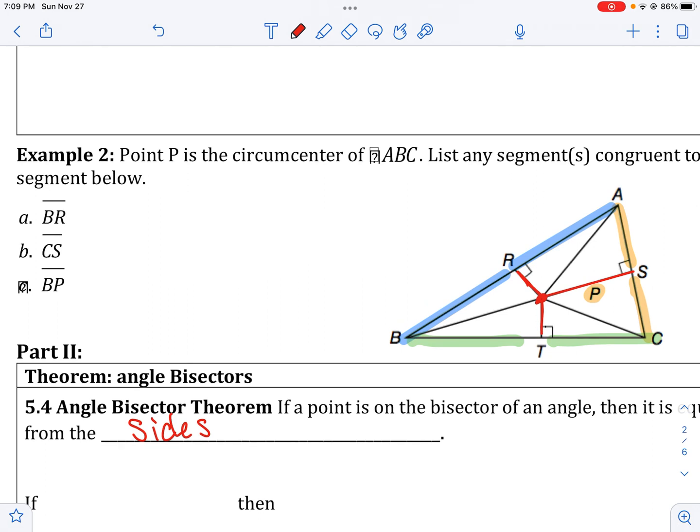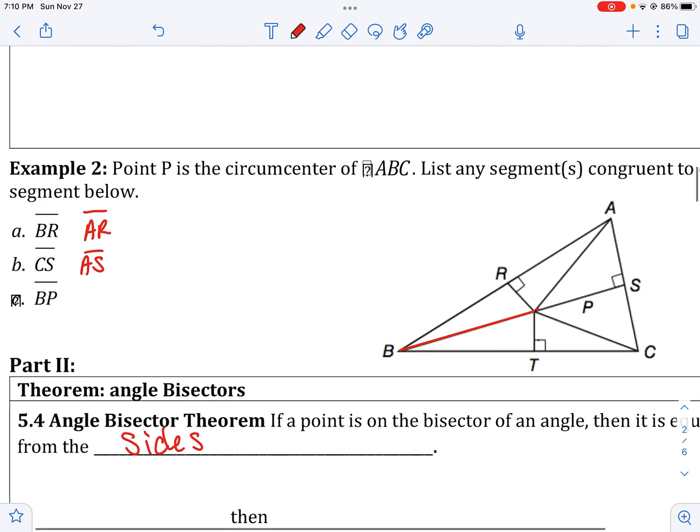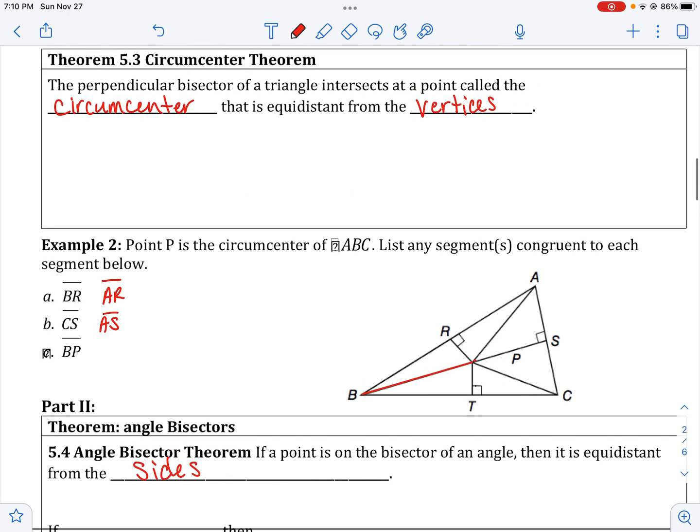So I know that BR should be congruent to AR. I know that CS should be congruent to AS. And I know that BP, that's an interesting one. That's an interesting one because, what is BP? That's the distance from the circumcenter to the vertex. We have a theorem here that says that the circumcenter is equidistant to all the vertices.